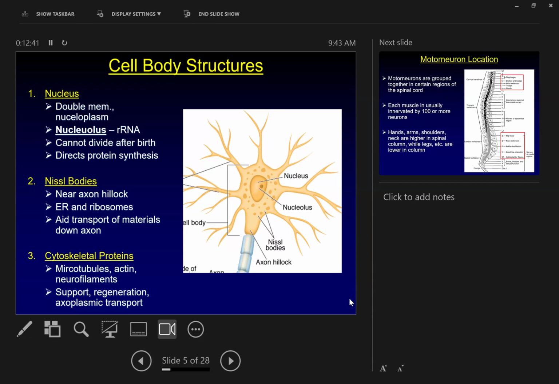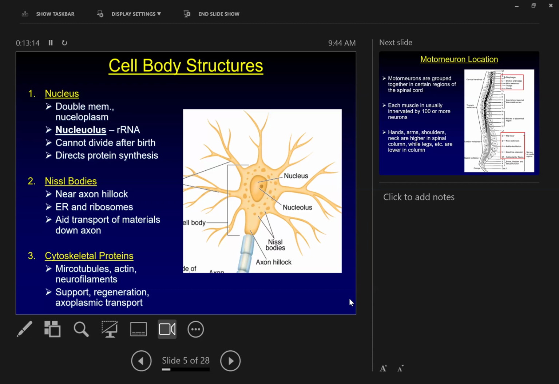The problem with the cell body is that after birth, they cannot divide again. So if you get damage and something happens to them, they're done. They will die and you will lose the function from that particular motor neuron. So we have these things called Nissl bodies that are right here, near what's called the axon hillock, which is where the axon begins to come out.